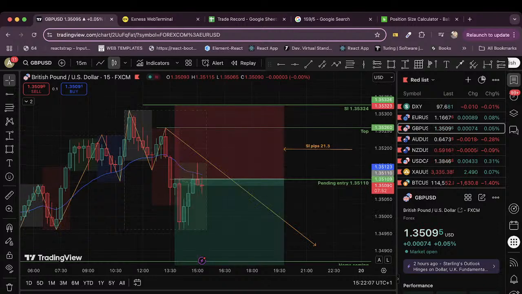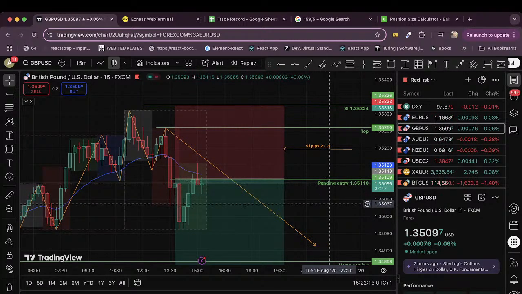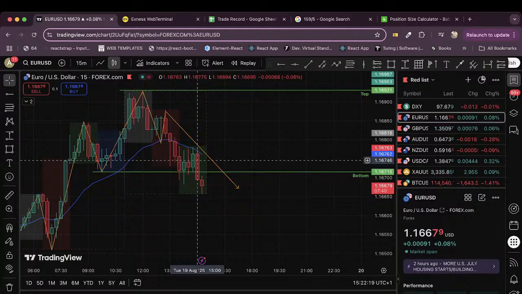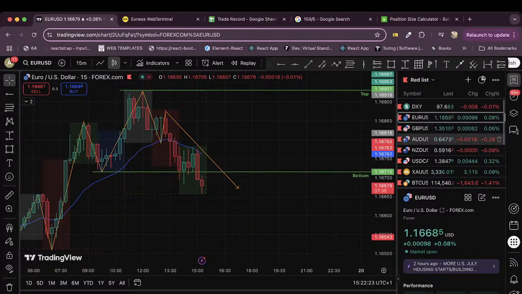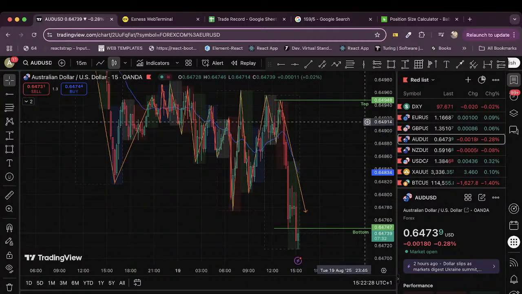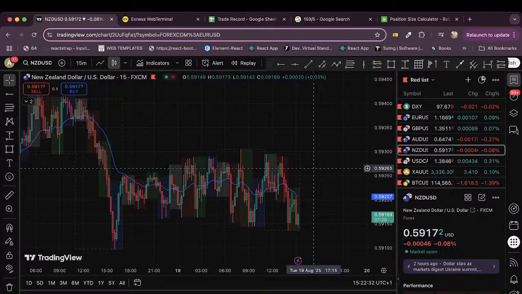I can see some red coming in though, but nothing to be excited about. It's still an indecision candle. It would be nice to see British pound dropping this kind of, you see this big red candle? That's the thing I want. Let's see what Aussie dollar is doing. Aussie dollar is still where it is. Nothing much is going on there. New Zealand dollar also, nothing much is going on there.